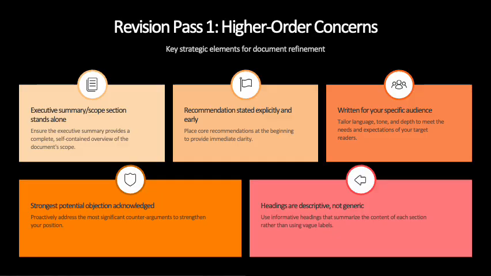Ensure the executive summary provides a complete, self-contained overview of the document's scope. Place core recommendations at the beginning to provide immediate clarity. Tailor language, tone, and depth to meet the needs and expectations of your target readers. Proactively address the most significant counterarguments to strengthen your position. And remember, headings are descriptive, not generic. Use informative headings that summarize the content of each section rather than using vague labels.